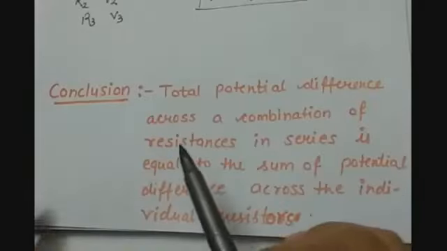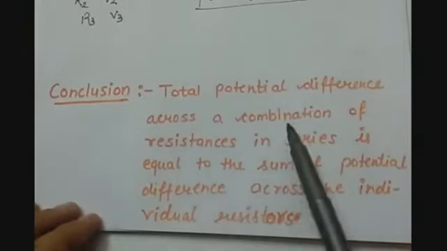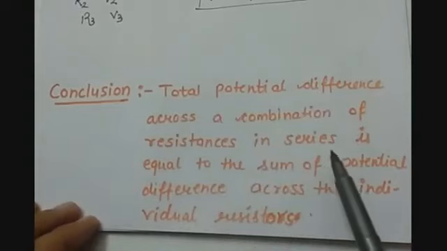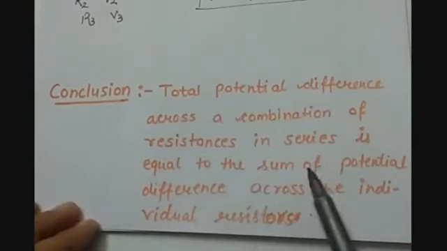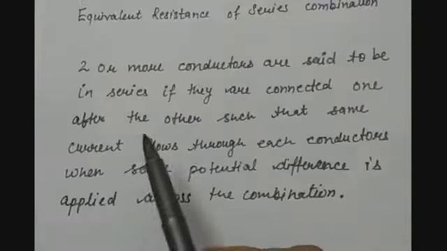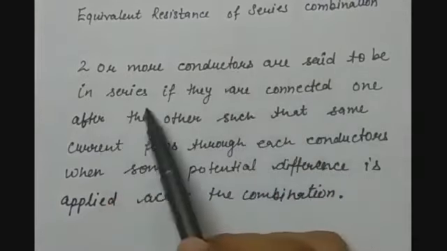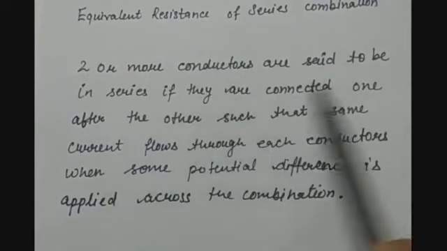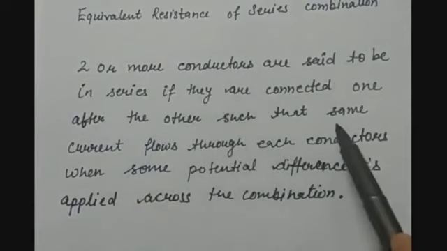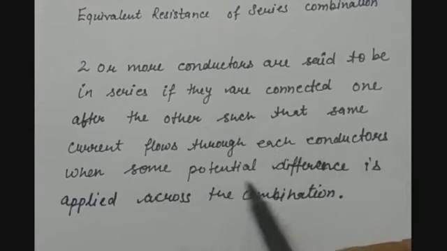On the basis of these two activities, we can conclude that the total potential difference across a combination of resistances in series is equal to the sum of potential differences across the individual resistors. So now we can conclude that two or more conductors are said to be in series if they are connected one after the other such that the same current flows through each conductor when some potential difference is applied across the combination.